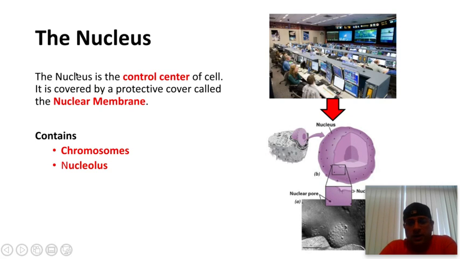Nucleus! Okay, this is the control center. It is the protective part that holds the DNA and everything that's needed for cell functions there. So it's going to contain chromosomes and the nucleolus. Okay, so the DNA is going to be kept in here, and then it's going to have a thing called the nuclear membrane, which is going to package it and keep it protected.